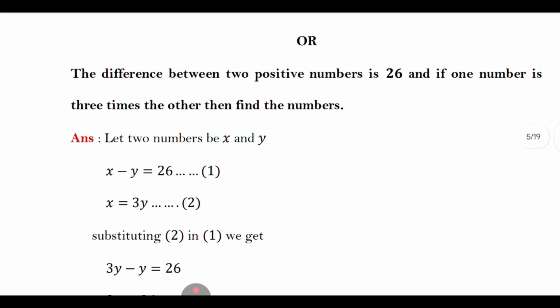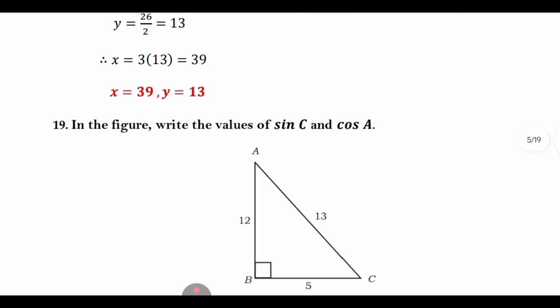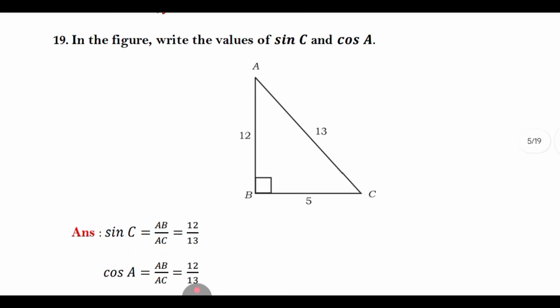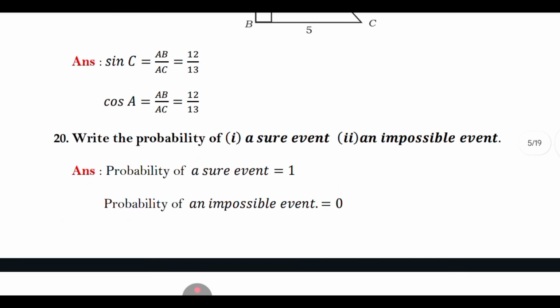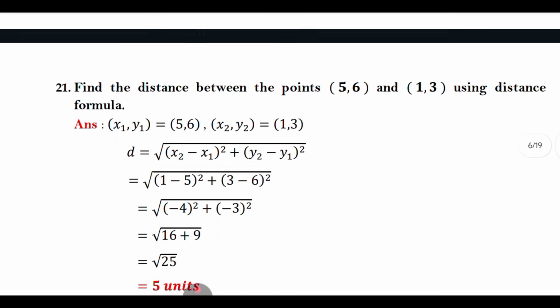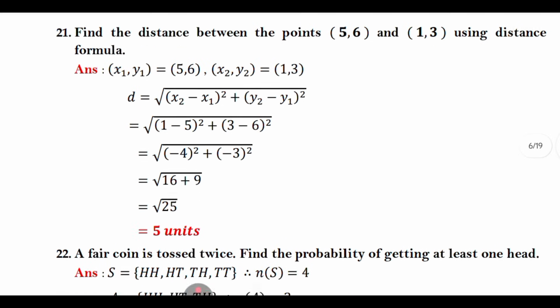Our option is the difference between the two positive numbers is 26, and if one number is 3 times the other, then find the numbers. So this is a bit complex, but go with the first question only. 19th, in the figure, write the values of sin C and cos A. This is from trigonometry. Write the probability of a sure event and the impossible event. This is from probability. Find the distance between the points (5, 6) and (1, 3) using the distance formula. This is from coordinate geometry.